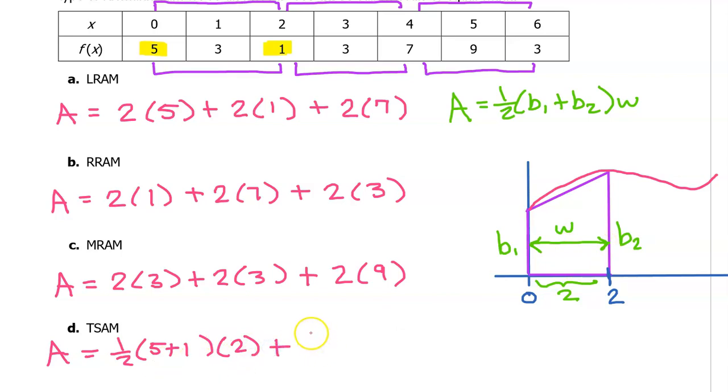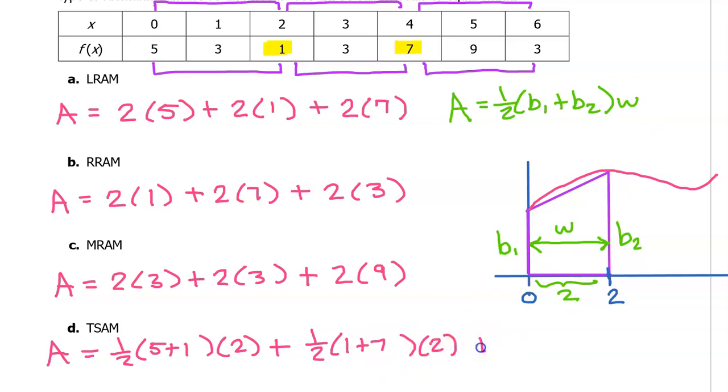Now here comes the second trapezoid. It'll be 1/2. We need base 1 plus base 2. So in this case, we will look at these two values, all right? For this interval, base 1 and base 2, the height from the left and the height from the right. So 1 plus 7. And then again times the width. So we will have that 2.